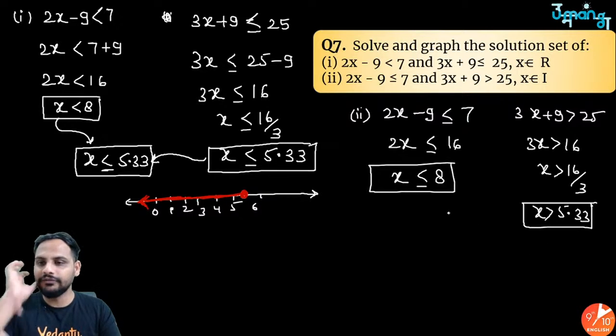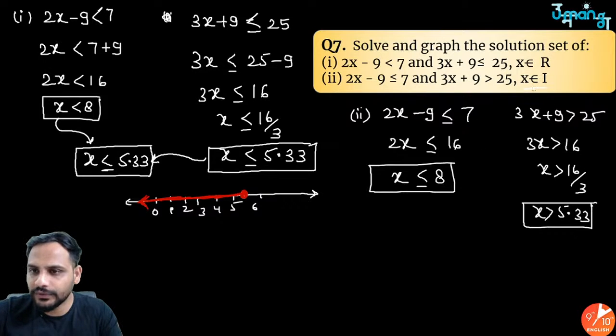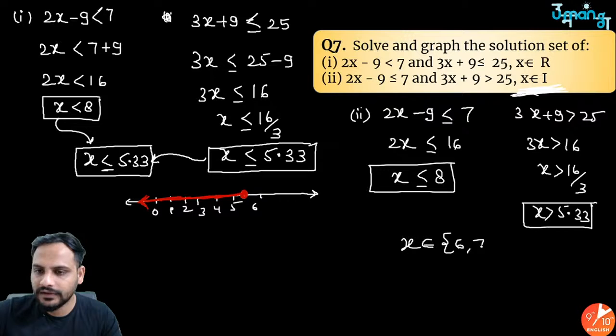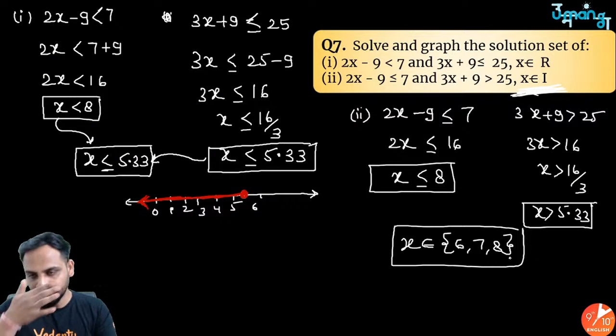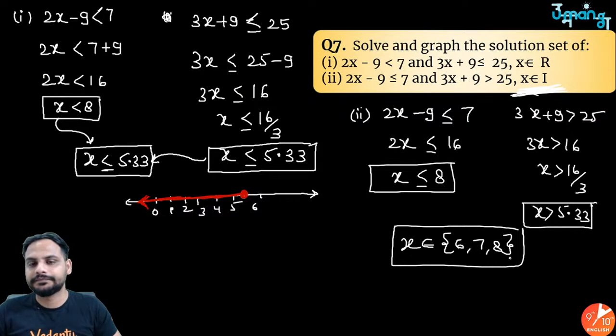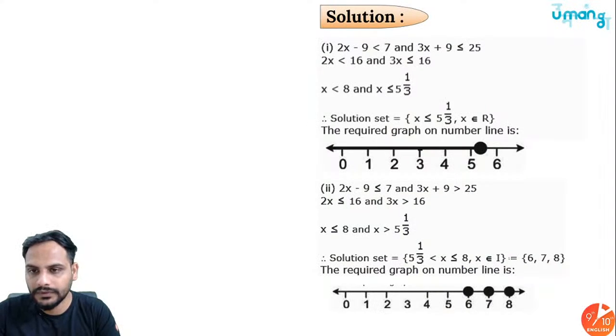Yes. So now we want a number. See, x belongs to integers. The value of x should be an integer. So an integer which is greater than 5.33 but less than or equal to 8. So I can say x will be equal to 6, 7 and 8. Right? And you can represent that on the number line: 6, 7, 8, like this. Okay, both the parts will be included. Is it clear?